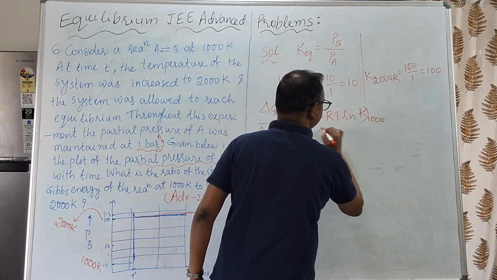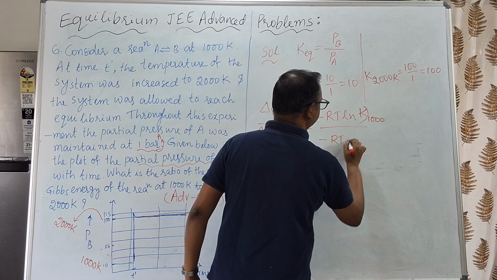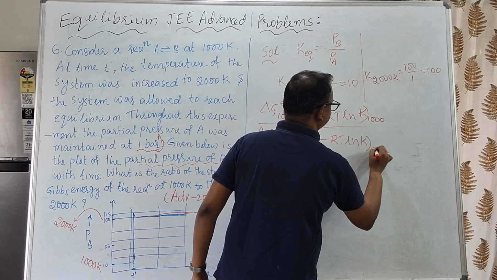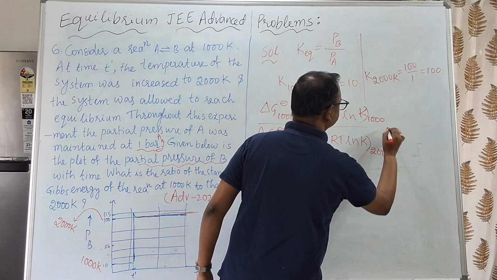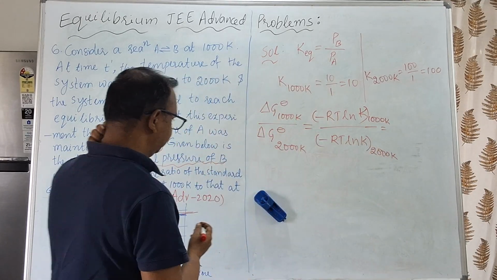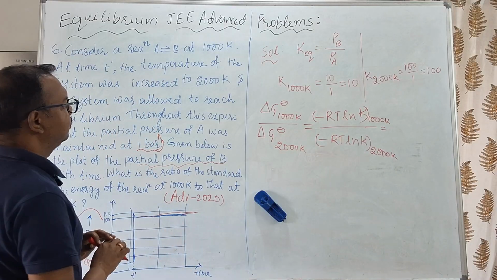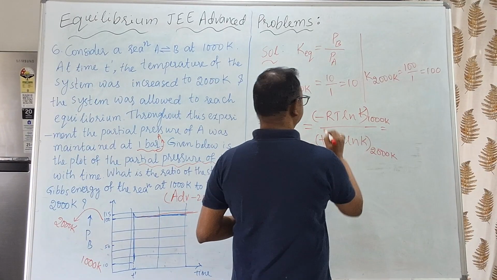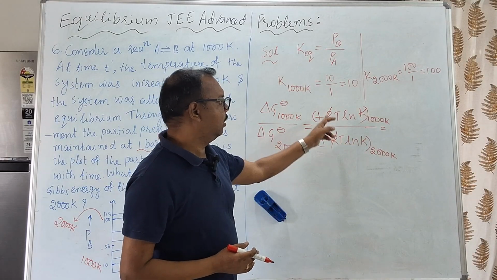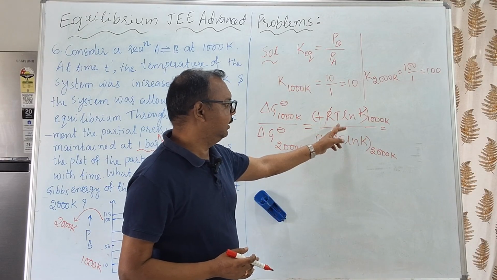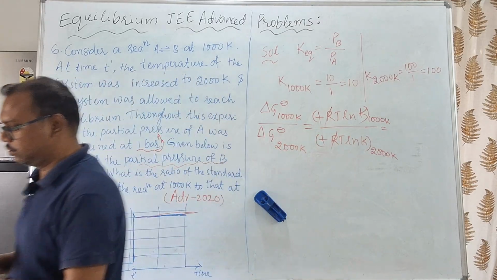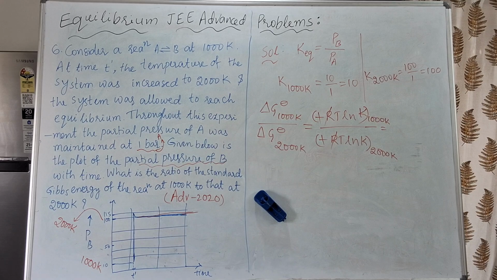Overall we can write it as minus RT ln K equilibrium at 2000 Kelvin. Now let us substitute the values here. When we substitute the values, you see R on both sides will be cancelled out. And the temperatures, T1 and T2: the upper one is 1000, the lower one is 2000. Let us see here.